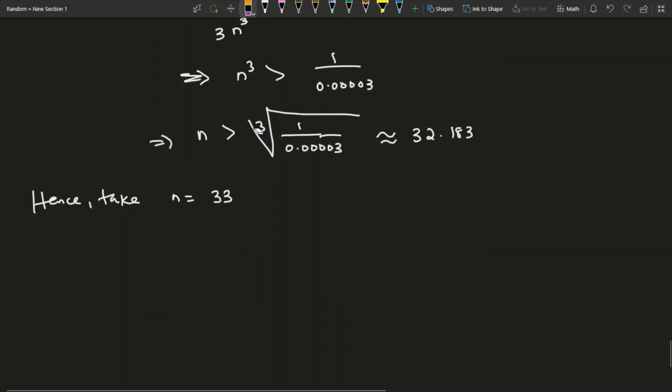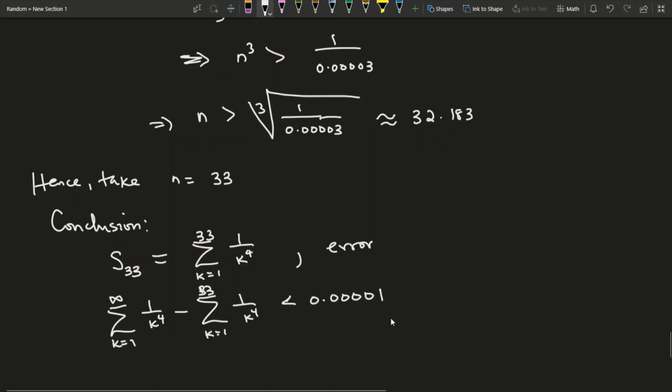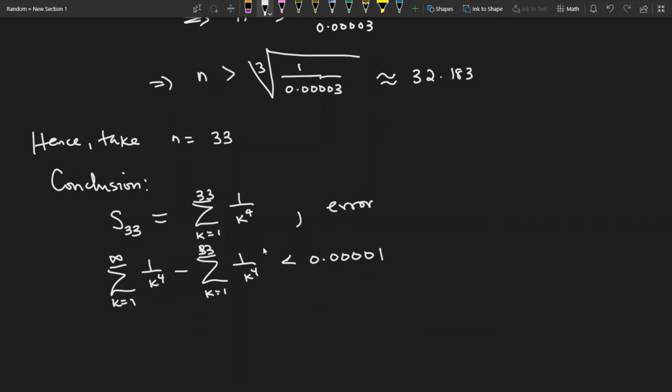So what this says, the conclusion, is that if you find the sum of the first 33 terms of 1 over k to the 4th, then the error you commit, the difference between this and the actual sum, 1 over k to the 4 minus the 33-term sum, is less than 0.00001, which means it's accurate to let's say 4 to 5 decimal places, and that's exactly what this tells us.